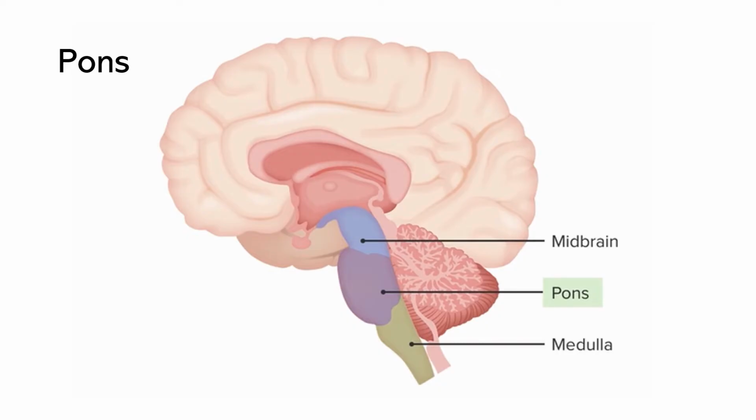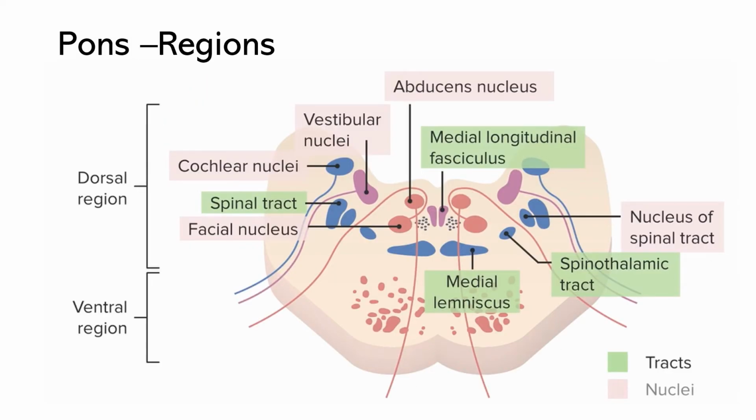The next structure of the brain is the pons. Pons translates as bridge. The pons is located superior to the medulla oblongata, and as the name suggests, it links part of the brain with another one by way of tract. The pons is made up of two major regions. You have the ventral region and the dorsal region.